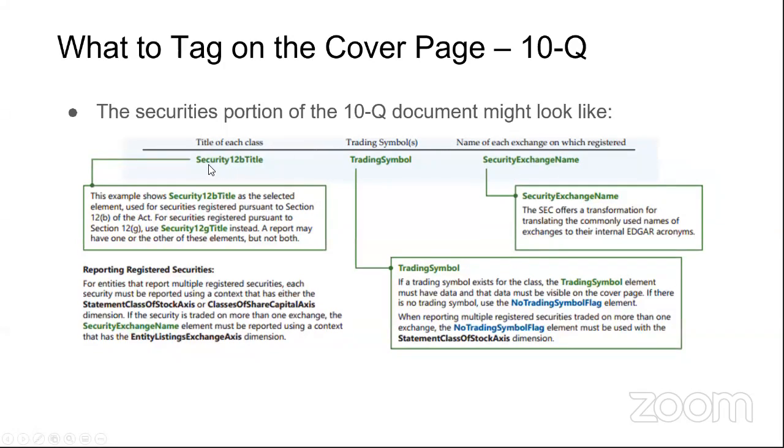If you have two rows for two securities, if they both use the same security exchange name or different exchange names, but they're different securities, then you wouldn't have to dimensionalize it any further than using the statement class of stock axis. If you do have multiple security exchange names under the same class of stock, though, you're going to have to differentiate it by two dimensions using the statement class of stock axis and the security exchange name axis. So this can either be a very simple portion of the filing or slightly more complicated, depending exactly on what you have to tag.